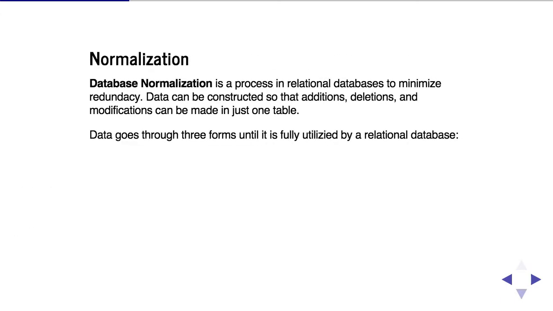So normalization is how we organize relational databases so that they work good and clean. It's a process to minimize redundancy, and data is organized so that we can add information with no problem, deletions with no problem. Everything works out good.